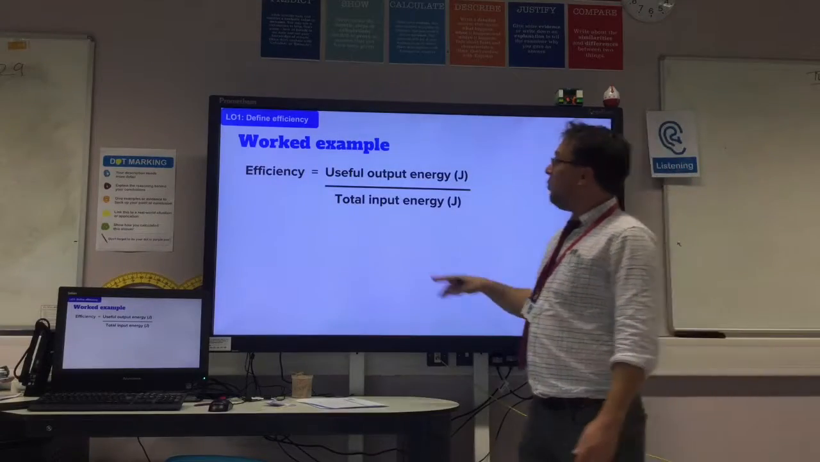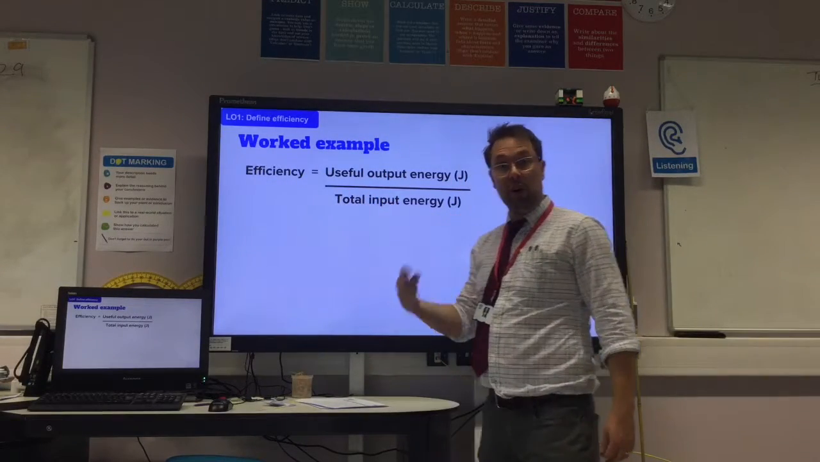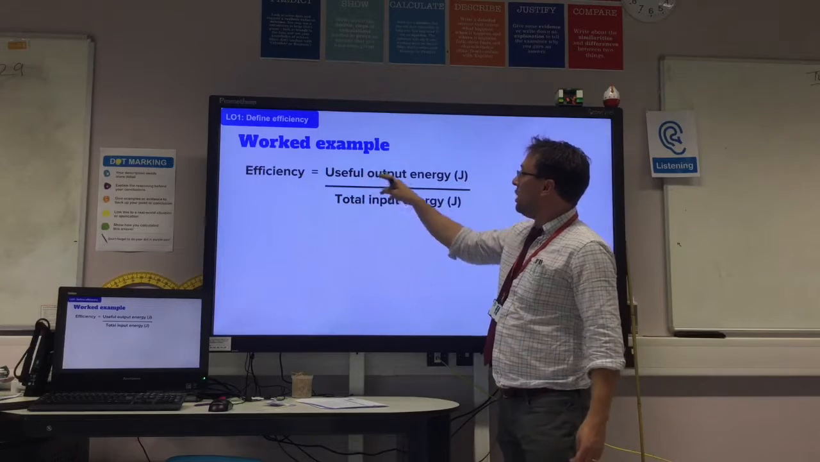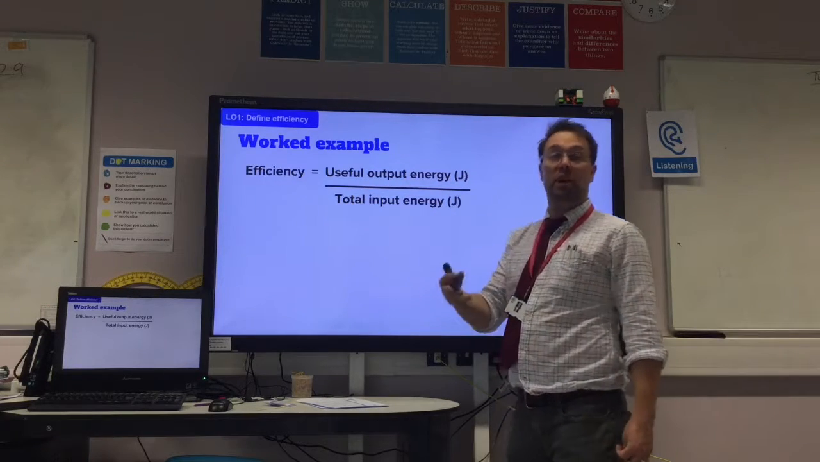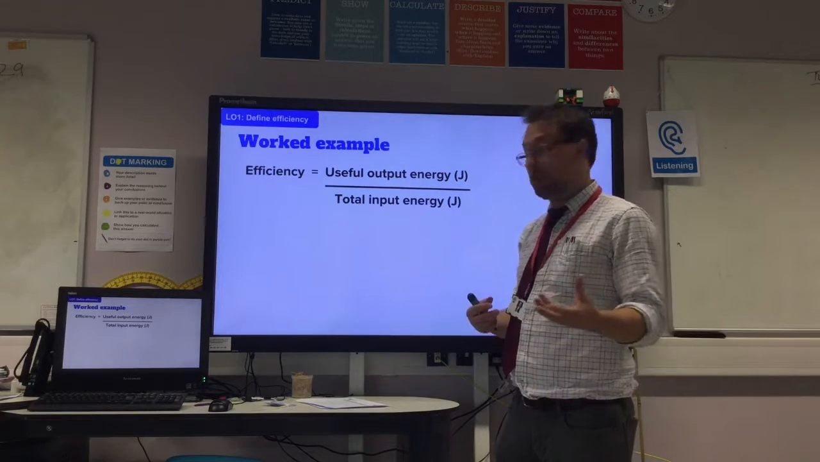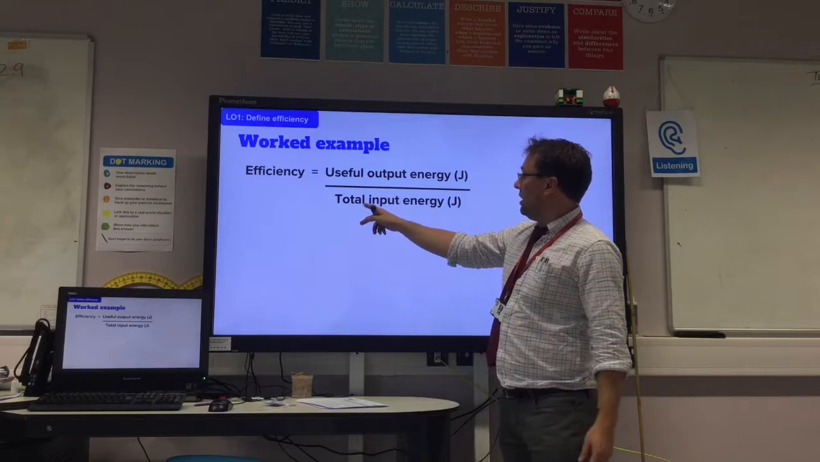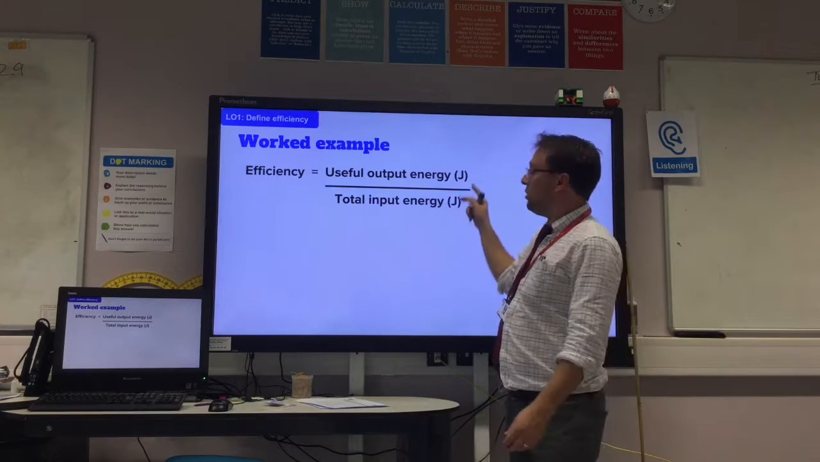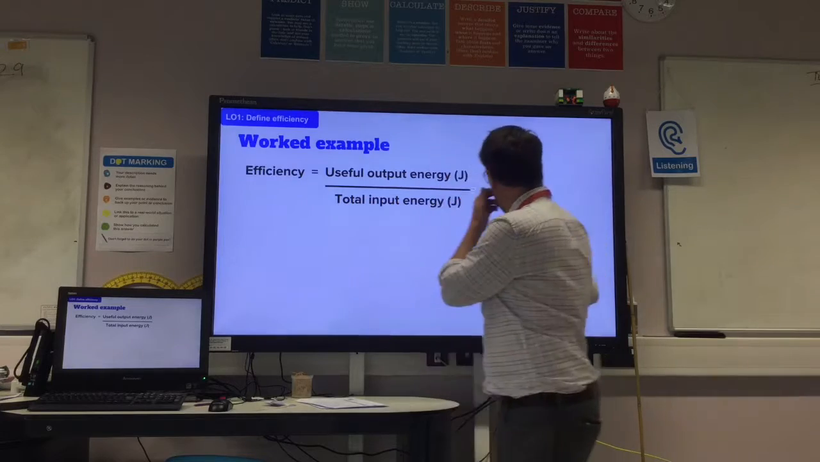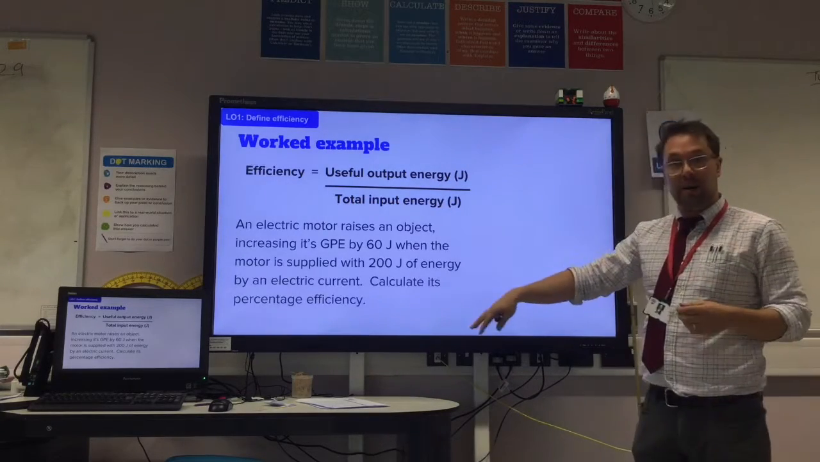Right, so we're going to look at how we can calculate the efficiency of a device or an appliance if we know its useful output energy, that's the type of energy it puts to good use when you supply it with some energy, divided by the total input energy, and of course both of those things are measured in joules. So if we just have a quick look here, here's our example.